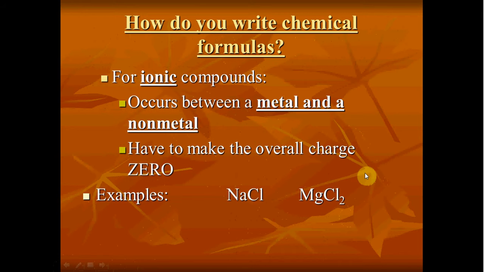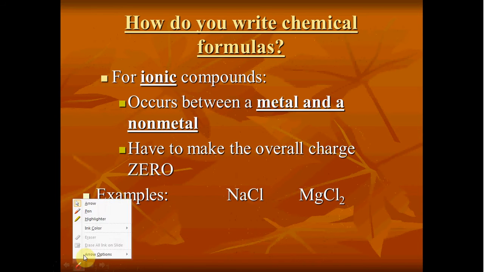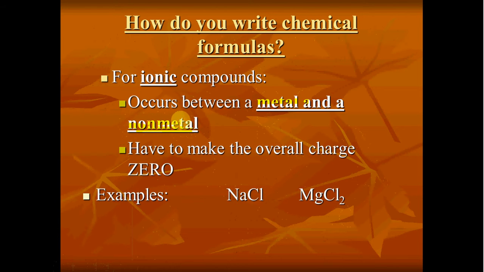Now, what if it's ionic? Remember, an ionic compound is a compound that is formed between a metal and a nonmetal. And just like the puzzles that we did, you have to make the overall charge on that compound 0. So for example, we know that sodium, when we did the puzzle, had a +1 charge and chlorine had a -1 charge. And so they're able to balance each other out. We only need one sodium with one chlorine because he's a +1 and he's a -1. They're balanced out.